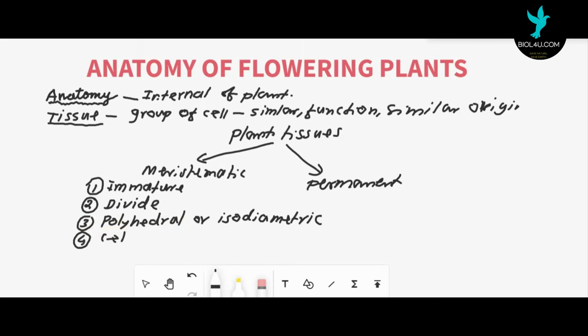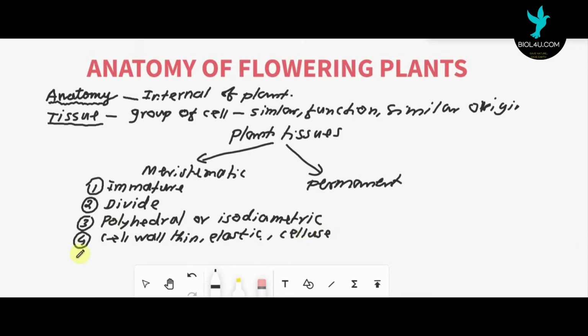The cell wall is very thin. Why is the cell wall thin? Because it has to divide continuously. At the same time, the cell wall is elastic in nature because it has the property to divide. After the division, the cell will enlarge. For that purpose, the cell wall is elastic in nature and composed of cellulose. There is no pectin or other secondary deposition. So cellulose will be present in the cell wall.